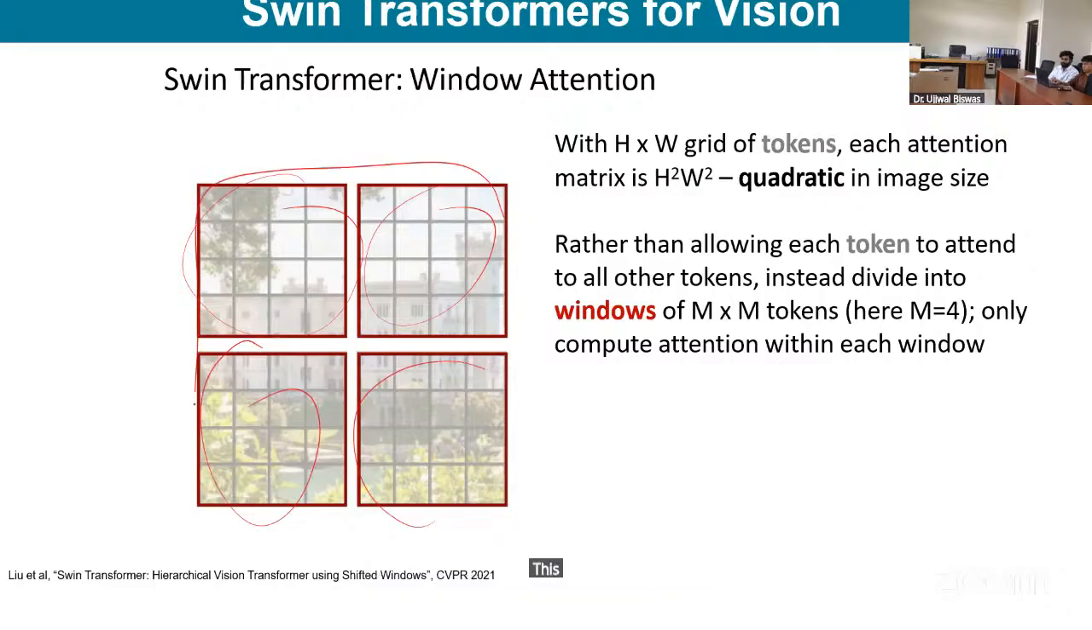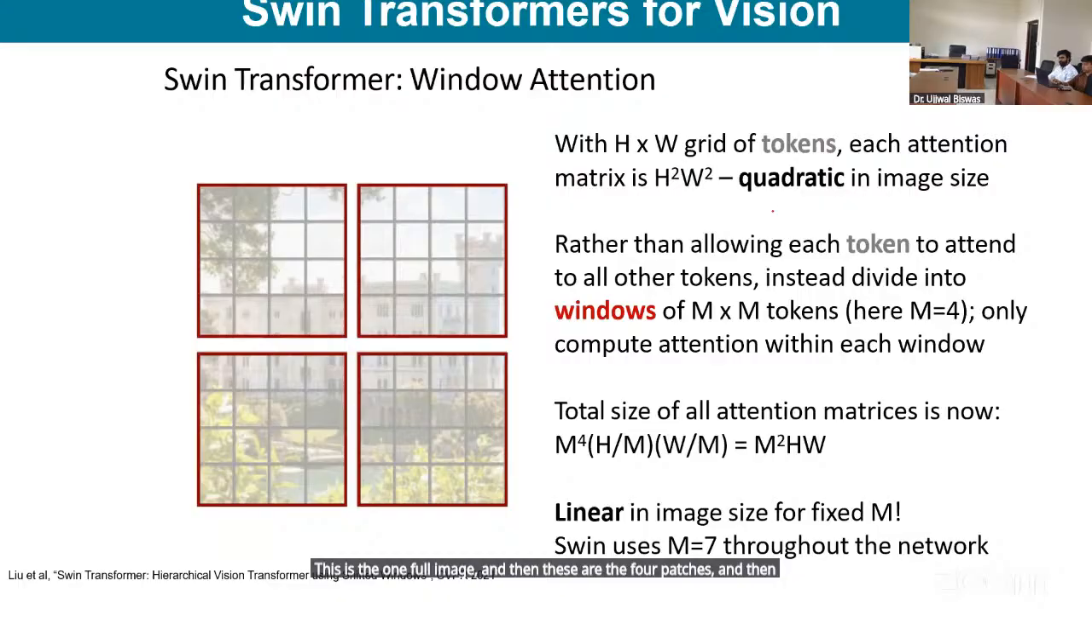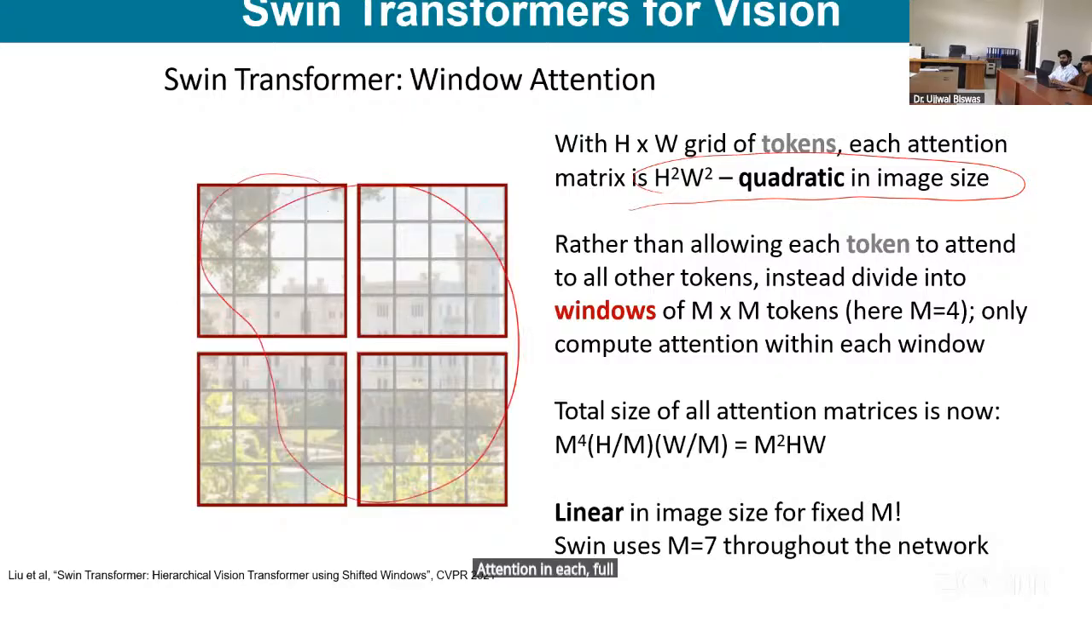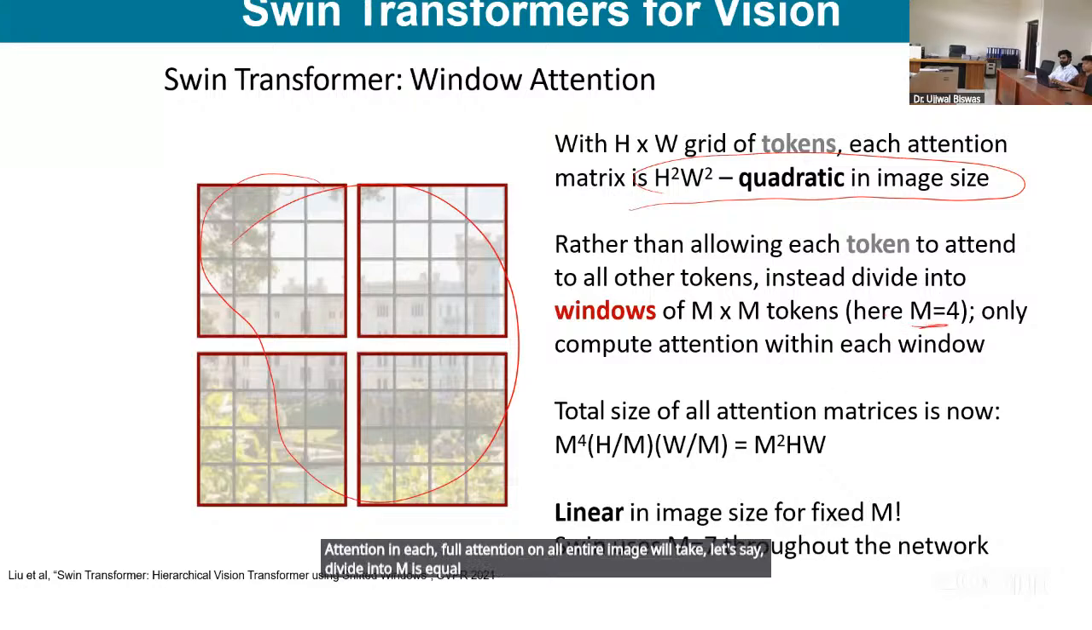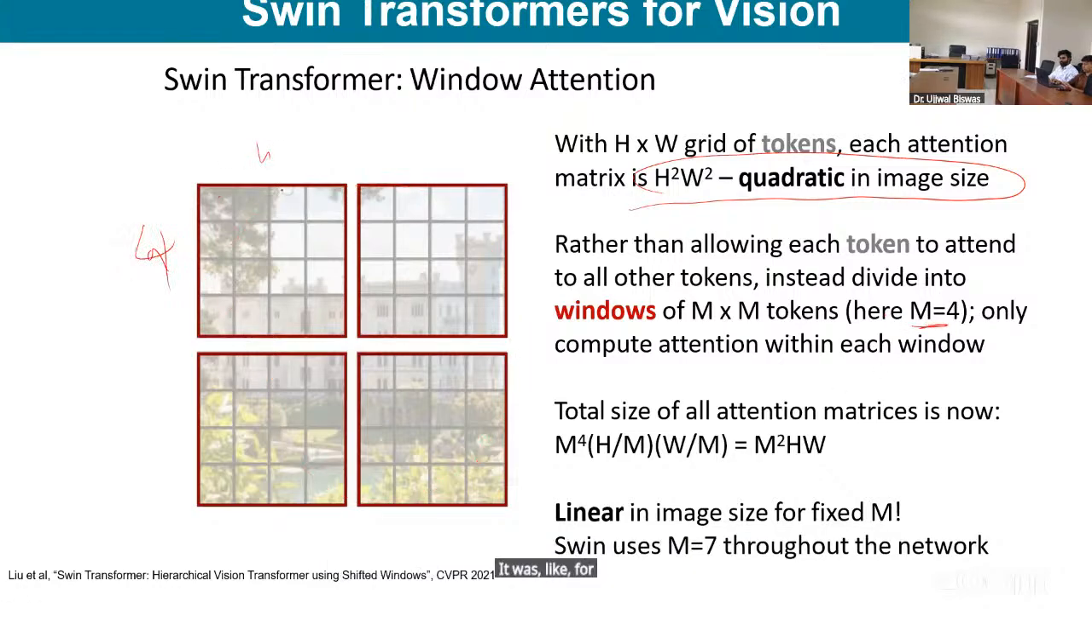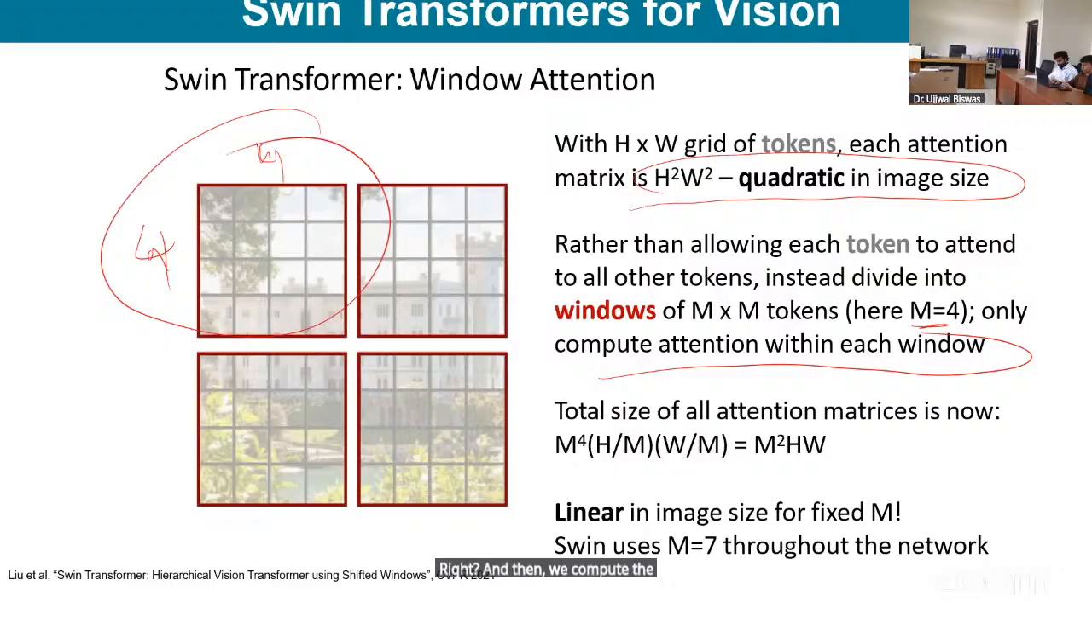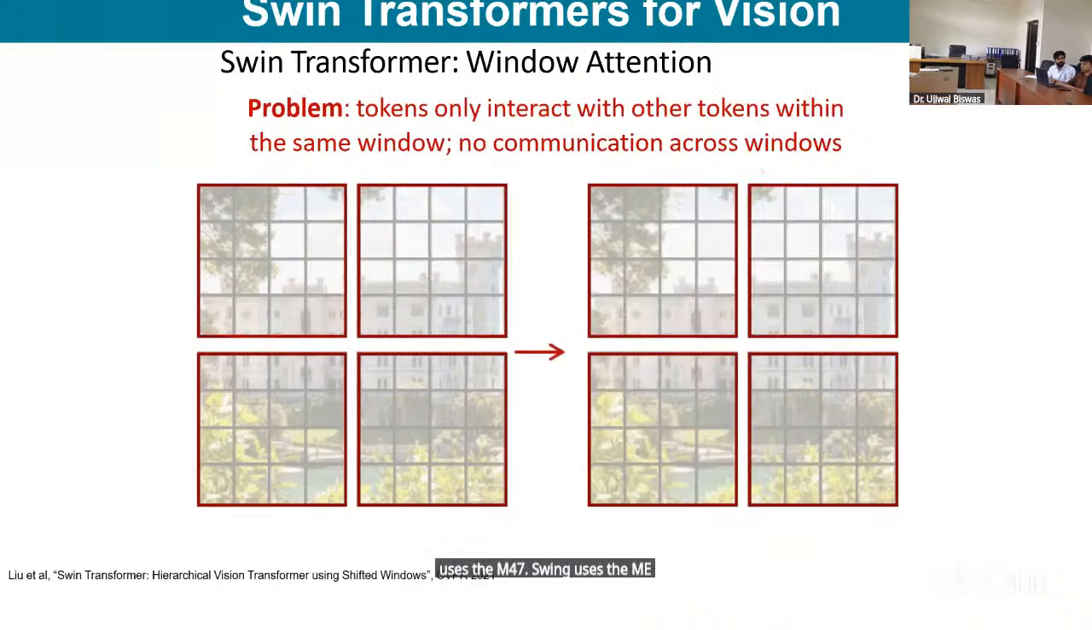So initially we started with one window like this. This is the one full image, and then these are the 4 patches. Instead of taking full attention on the entire image, we'll divide it into windows, let's say M equals 4, a 4 by 4 window, and then compute the attention only within it, a kind of local attention. In that case, we reduce the attention computation. Swin uses M equals 7 throughout the network.